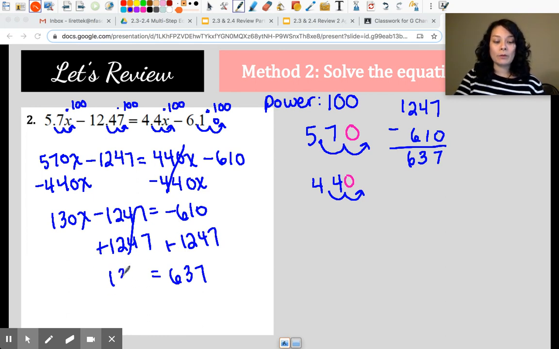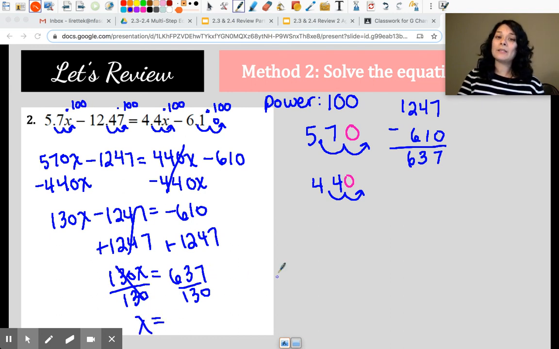I bring down my 130x. It's a division step now, because that's the inverse of multiplication. And to get my answer, once again, I'm just going to do long division. 637 goes in the house. 130 goes at the door. And I can kind of cheat a little bit since we're doing the same problem again. But obviously, if you were doing this problem for the first time, you would be doing guess and checks again.